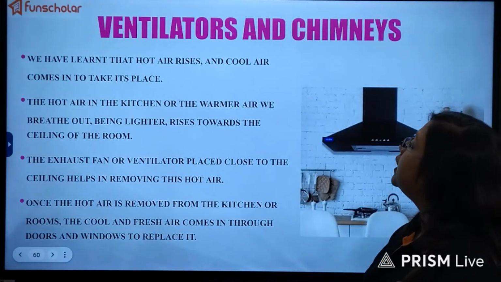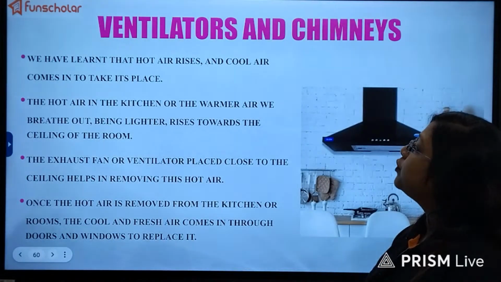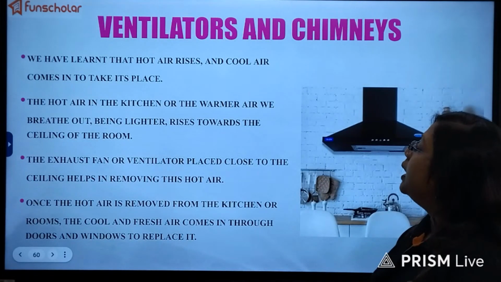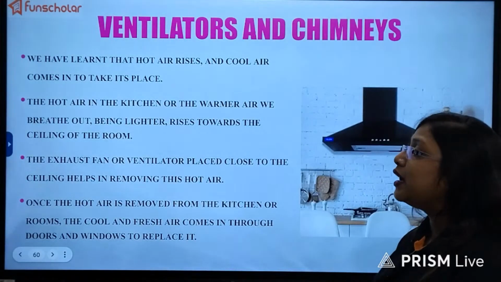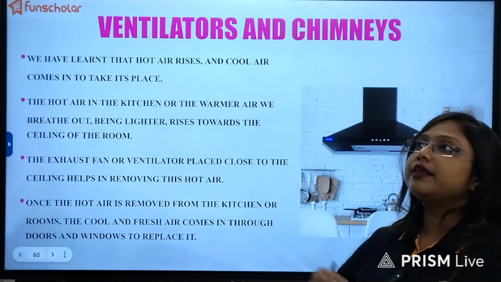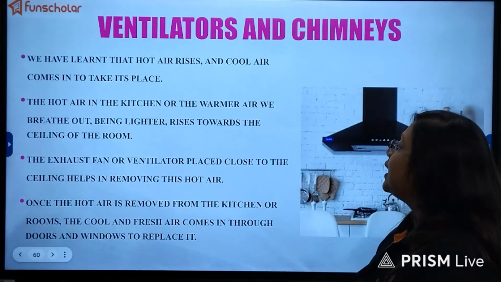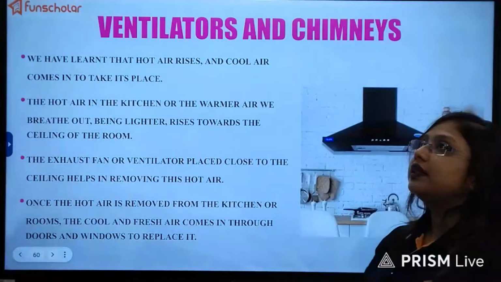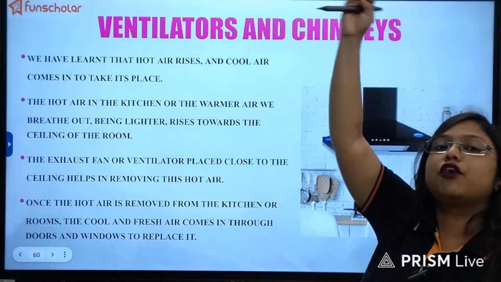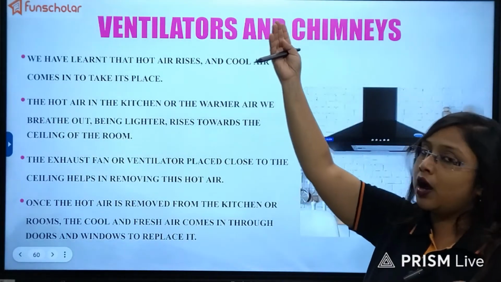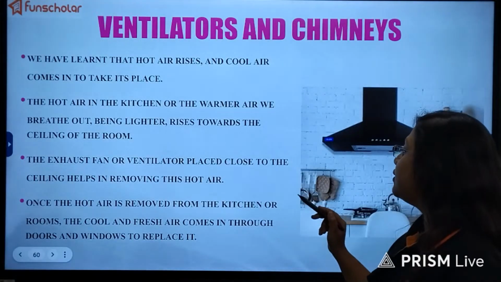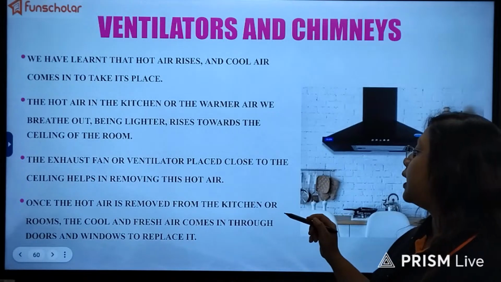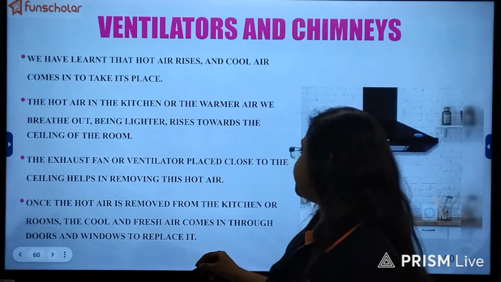We have learned that hot air rises and cool air comes to take its place. The hot air in the kitchen and the warmer air we breathe out become lighter and rise towards the ceiling of the room. Definitely, that hot air is going upwards, right? And the exhaust fan or ventilator placed close to the ceiling helps in removing that hot air, taking it out of your house. Okay. Once the hot air is removed, the cool and fresh air comes in through the doors and windows to replace it. Okay.